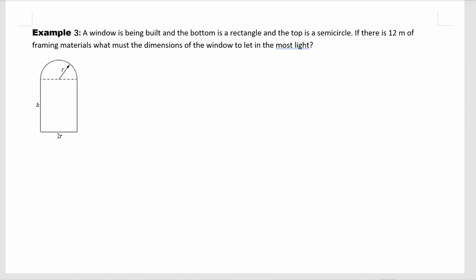Okay, so letting in the most light means we want to maximize the area so that we can get the most light, right? Okay, so we also have information: 12 meters of framing materials. So what is that 12 meters? Well, that is the perimeter of the window. Okay, what is the perimeter? We have 2r. And we have, this is h, this is another h. So we have 2h.